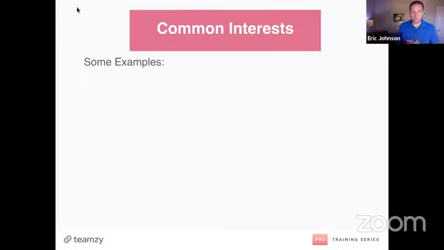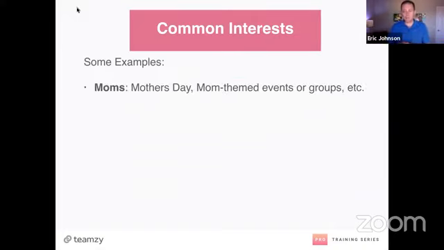Common interests. Here are some examples of common interests. Moms. I know maybe everyone's a mom on your list, I don't know, but for me, I always like to keep track of moms because first of all, on Mother's Day, I like to send them a message or a card. Mom-themed events or groups, if you're creating anything like that, it's really easy to pull up your list and invite people. So that's why moms is a great example of a common interest that you might put everybody on.